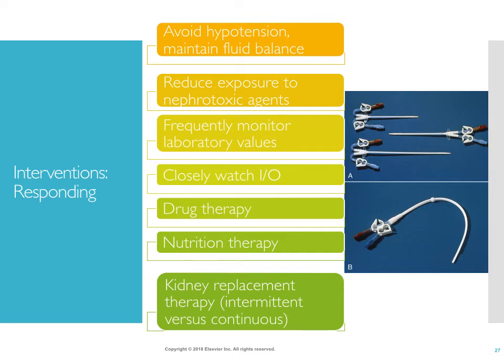We also need to look at potential kidney replacement therapy, which could be intermittent versus continuous. Basically, it's used for patients with loss of kidney function and inadequate waste elimination. And so we often see with these patients that they have uremia, they may have pericarditis, they may have neuropathy, and a very strong decline in cognition.